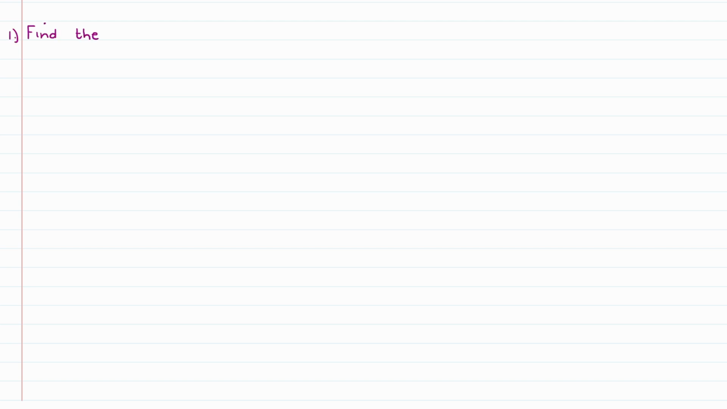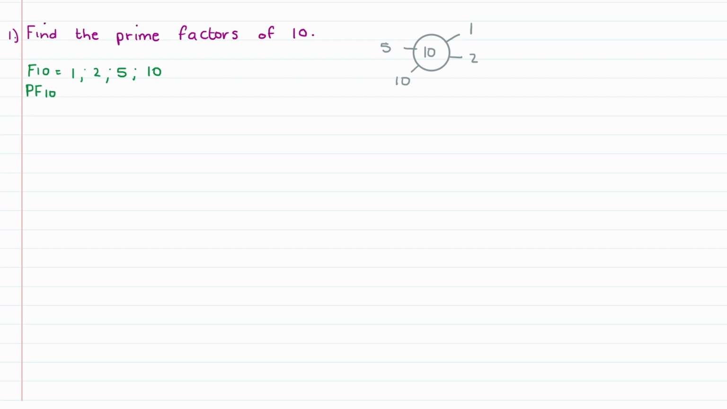Question 1. Find the prime factors of 10. Begin with a factor sum. Once I have found my factors, I can write F10 equals 1, 2, 5, and 10. Now, since we are being asked to find the prime factors of 10, underneath our factors, we are going to write PF10 equals. To find the prime factors, identify the prime numbers from the list above. The only prime numbers which are factors of 10 are the numbers 2 and 5. Therefore, PF10 equals 2 and 5.